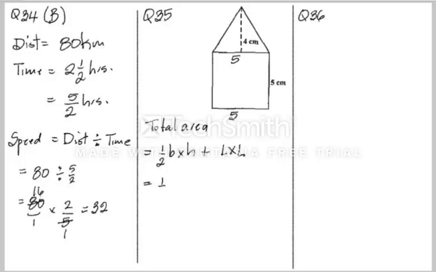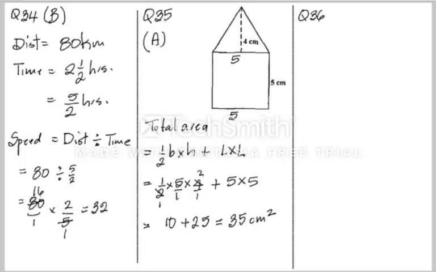So the area is a half for the triangle times the base, which is 5, times the height, which is 4, plus the area of the square, which is 5 times 5. So 2 into this is 1, 2 into this is 2. So for the triangle, the area is 10. For the square, it's 25. The total area is 35 centimeters square. So the answer for question number 35 is A.